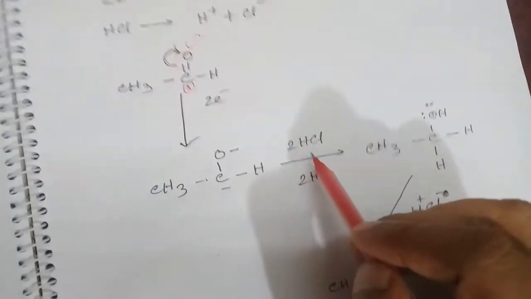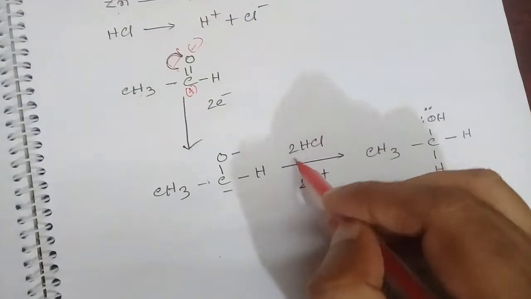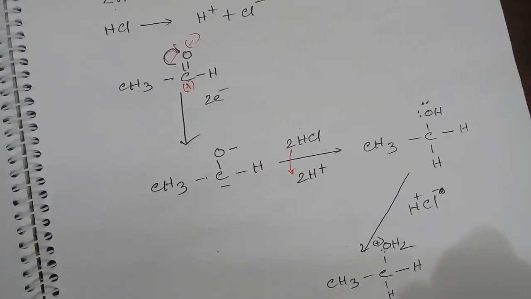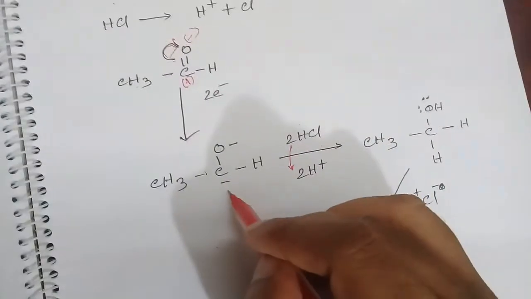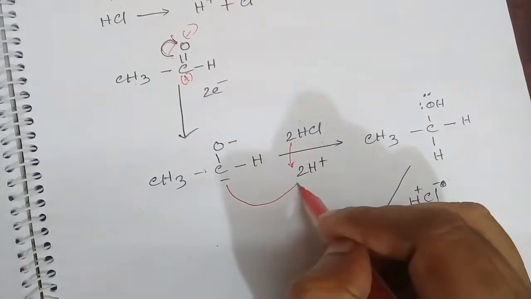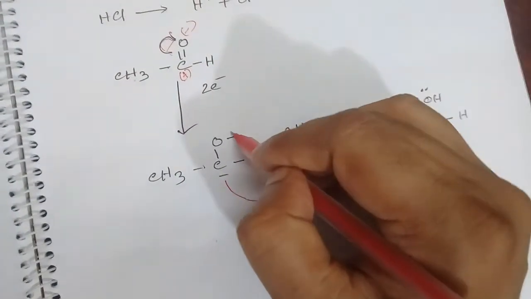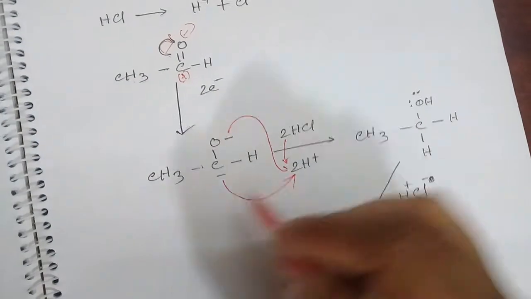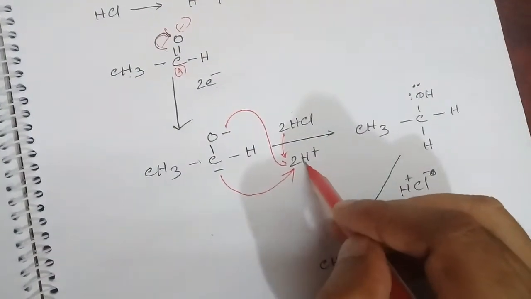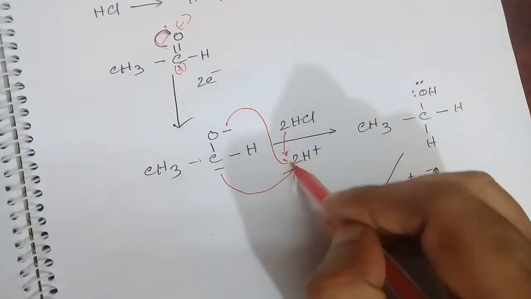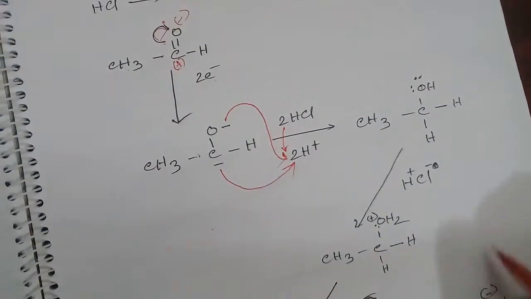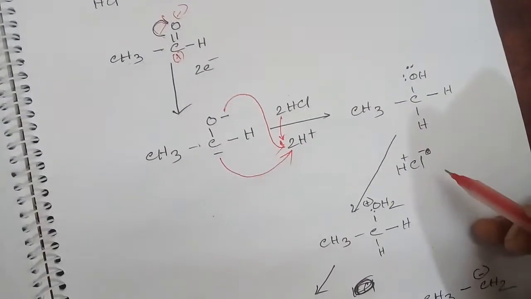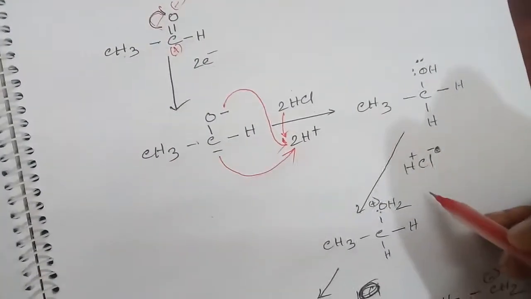And from 2 molecules of HCl we get 2 H plus ions. So this negative charge will attack one of these H plus ions and this negative charge will attack one of these positive ions. So we will get OH here and H here, and here also H plus will be available.